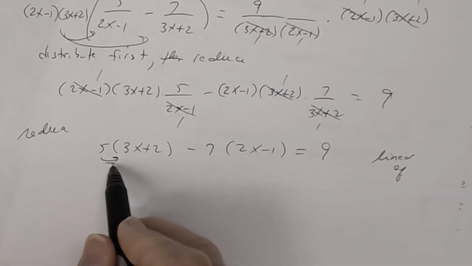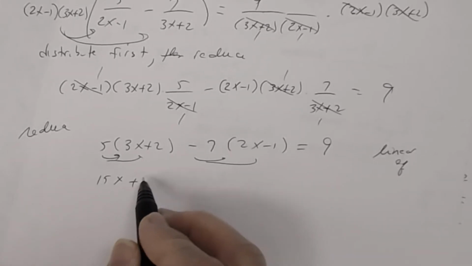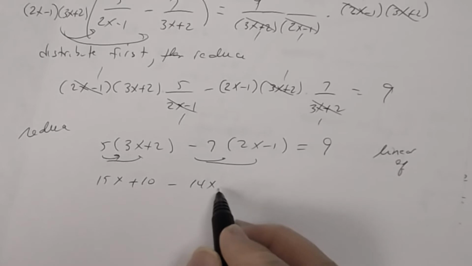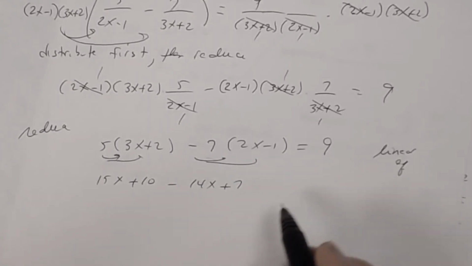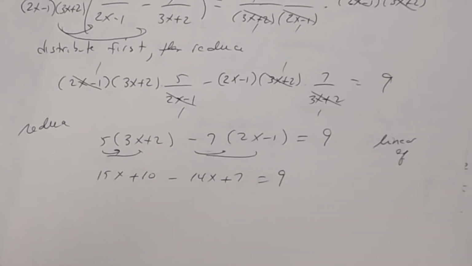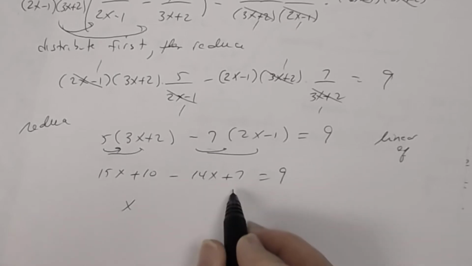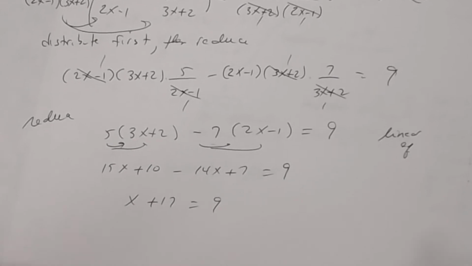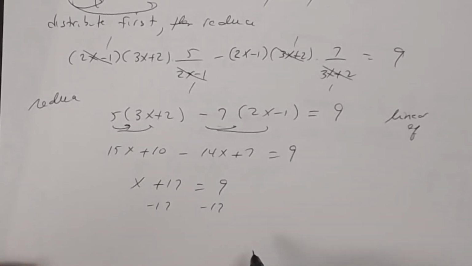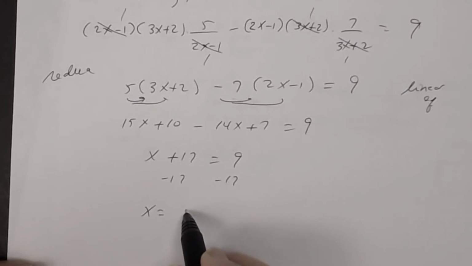All right, now I'm going to distribute. And so I get 15x plus 10 minus 14x plus 7. A negative 7 times a negative 1 is a positive 7, equal 9. Combine like terms, 15x and negative 14x is x. 10 plus 7 is 17, equal 9. Subtract 17 from both sides. I get x to be, what's that, 8? Negative 8, right? It's negative 8.